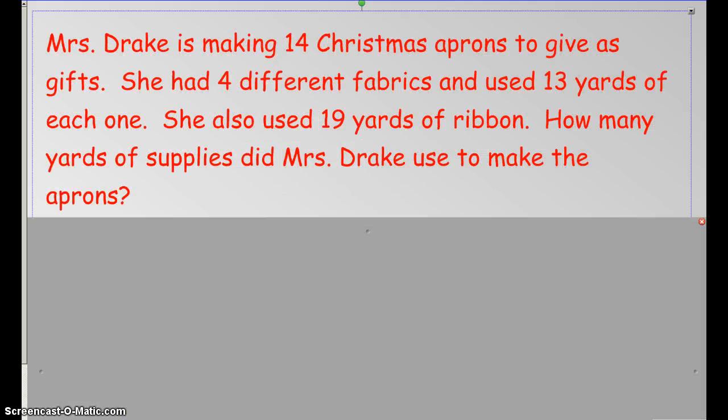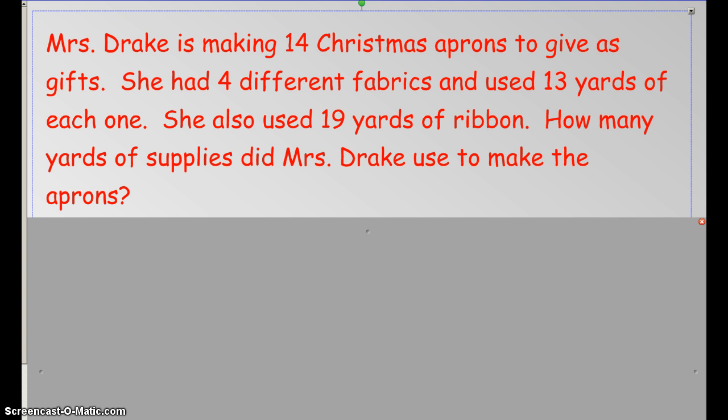Okay, here is our first problem. Miss Drake is making 14 Christmas aprons to give as gifts. She had 4 different fabrics and used 13 yards of each one. She also used 19 yards of ribbon. How many yards of supplies did Miss Drake use to make the aprons?